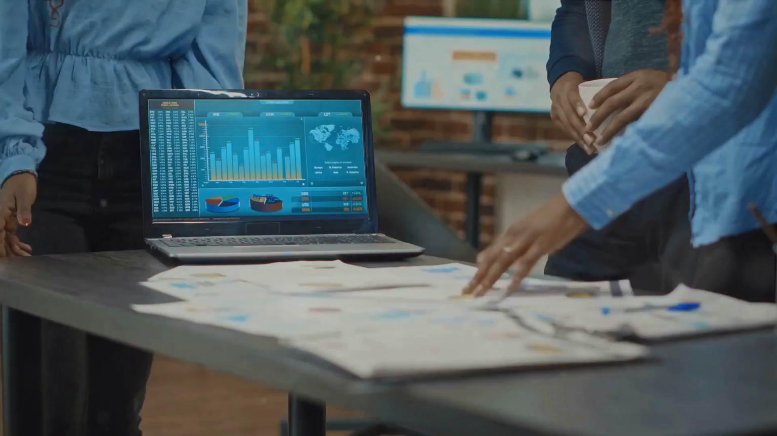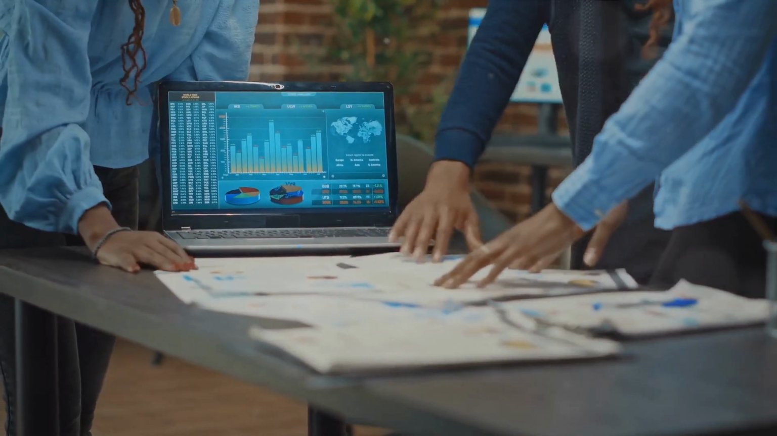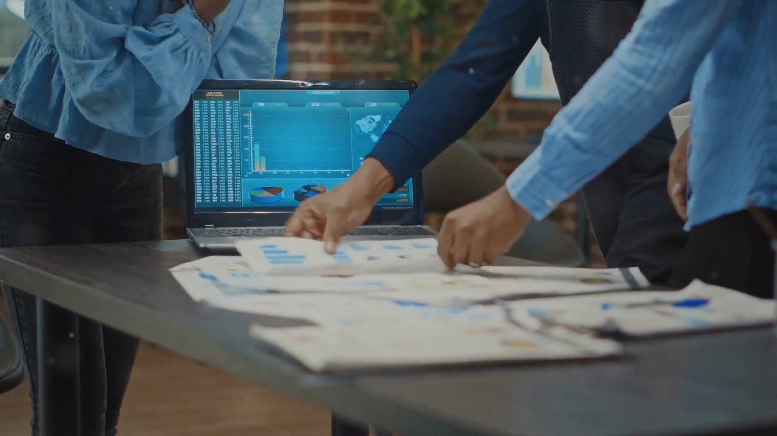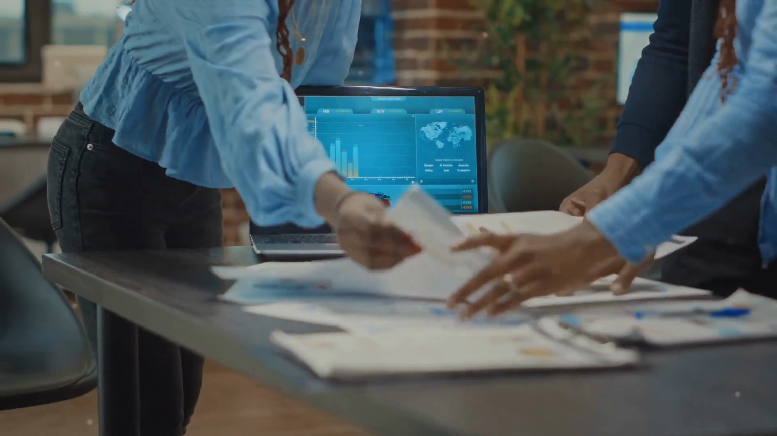Remember, the magic behind your Netflix recommendations and Amazon suggestions is the result of clever algorithms like Apriori working behind the scenes to enhance your user experience. So next time you see a surprisingly apt recommendation, you'll know the science behind it.